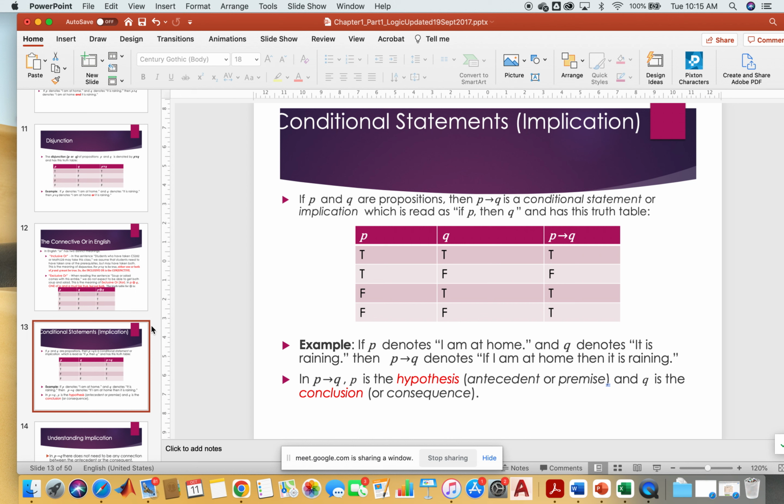Sorry, my handwriting is like what you see. P, Q, R, right? So by using this formula, we have 2 to the power of 3, equivalent to 8 rows. So if you check these rows, we have 8 rows: 1, 2, 3, 4, 5, 6, 7, 8. So there are 8 possibilities.